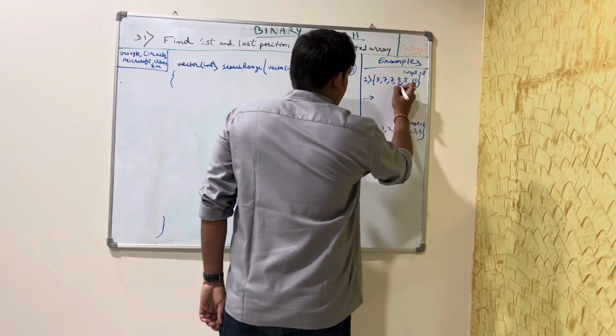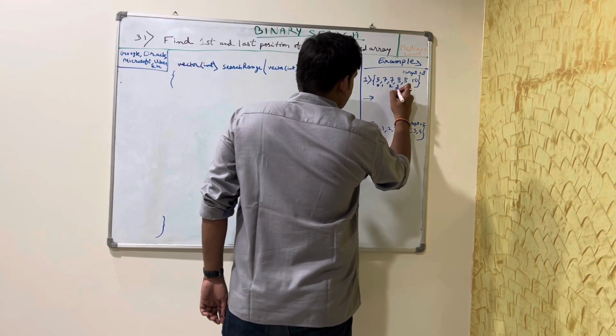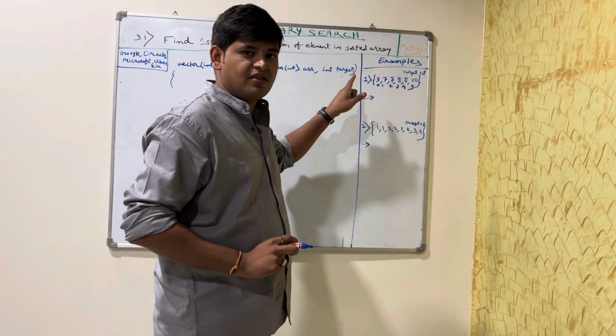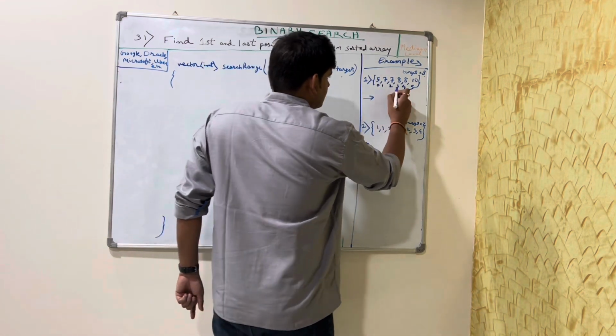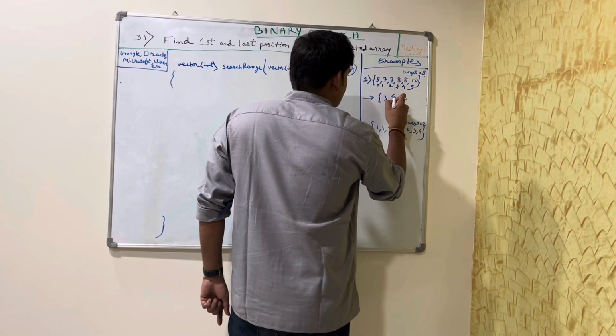Here in this example we can see that the 8 appears in the third and fourth positions. If we take the array as zero-based indexing, the first occurrence is 3 and the last occurrence is 4. So our answer would be 3, 4 in our vector.